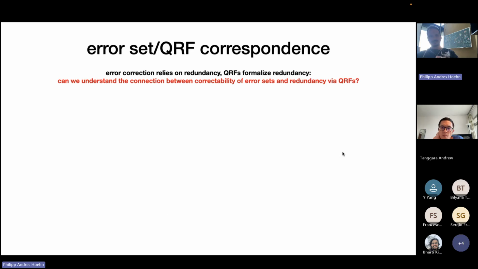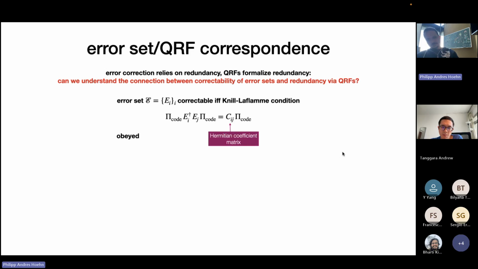I hope I can still run through this because that's, in some sense, technically a main result from our paper. As I said in the beginning, error correction relies on the existence of redundancy. And quantum reference frames formalize the redundancy. They absorb the redundancy. So we can ask now whether we can understand the connection between correctability of error sets and redundancy in a very precise way using quantum reference frames. And the answer is yes. And in order to do so, I need a bit of structure. I guess I don't really need to explain that to you if you're a quantum error correction focused group.